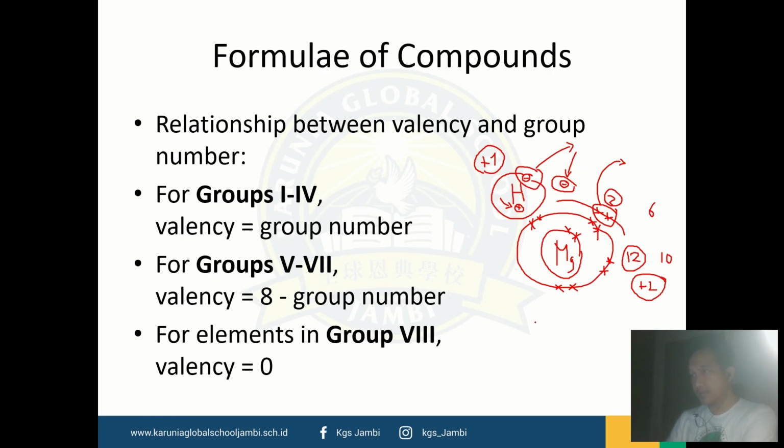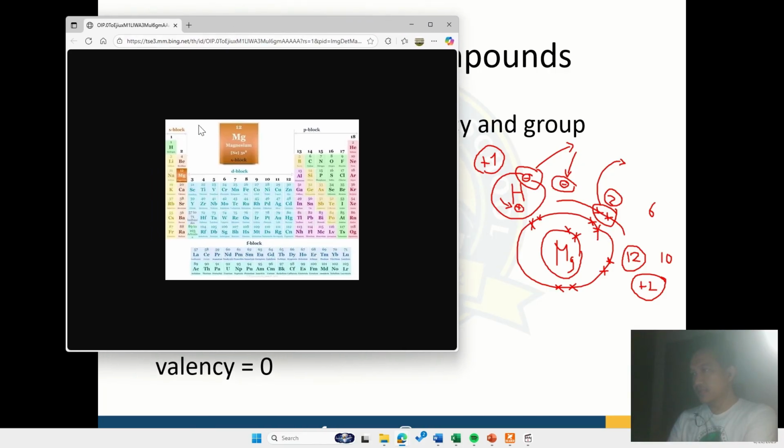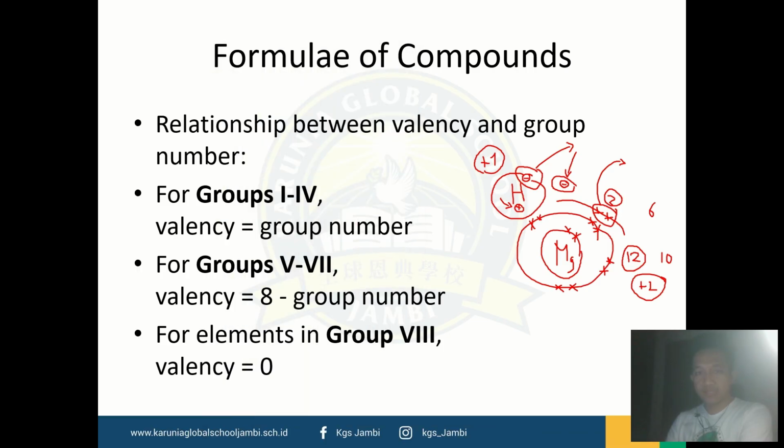From here, let's see on this. Hydrogen here has one, it's in group one, and the number here is plus one. Magnesium is in group two, and the number we created here is plus two. Now you can see here a relationship between valency and the group number.